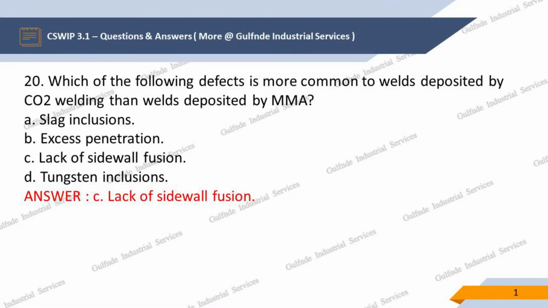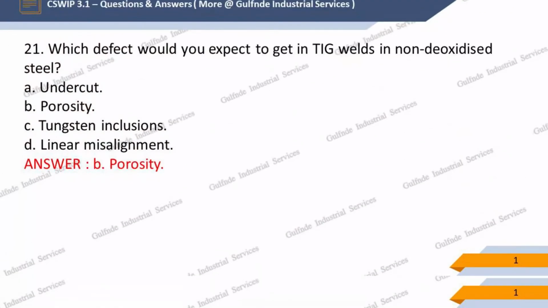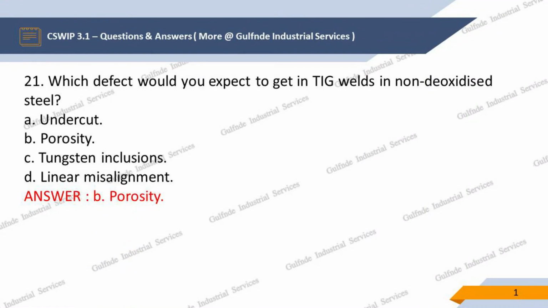Question 20. Which of the following defects is more common to welds deposited by CO2 welding than welds deposited by MMA? Options are: A. Slag inclusions, B. Excess penetration, C. Lack of sidewall fusion, D. Tungsten inclusions. Our answer is C. Lack of sidewall fusion.